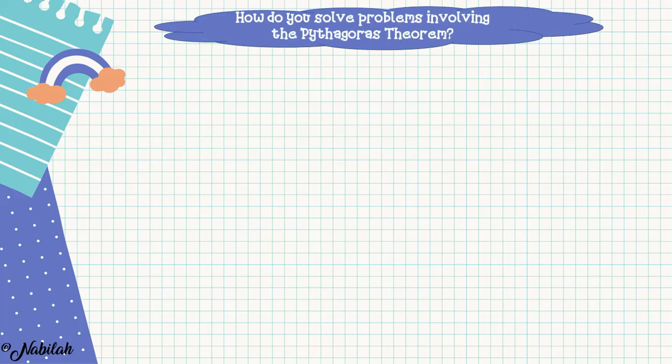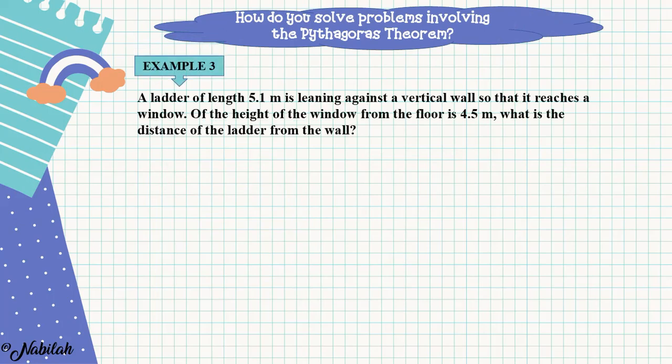How do you solve problems involving the Pythagoras Theorem? Okay, example 3. A ladder of length 5.1 meters is leaning against a vertical wall so that it reaches a window. If the height of the window from the floor is 4.5 meters, what is the distance of the ladder from the wall?